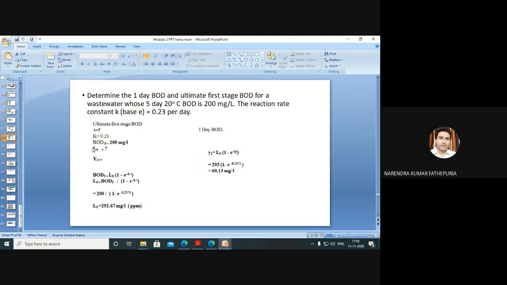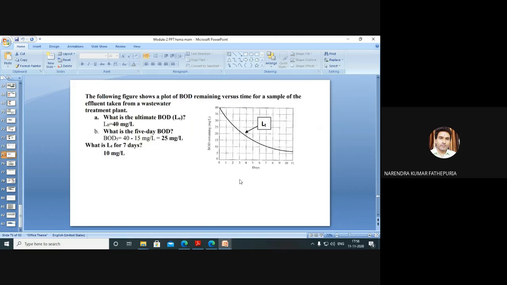And another equation. BOD5 is given. L naught you have to determine. So BOD5 is equal to L naught into 1 minus e to the power minus KT. Directly put the values in for the 1 day BOD.